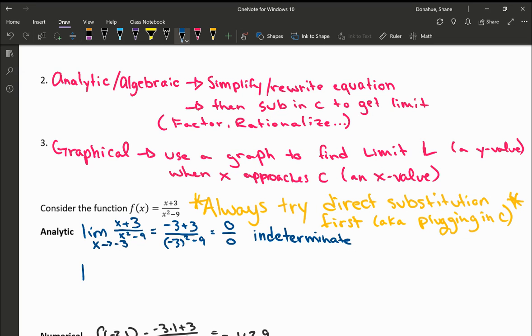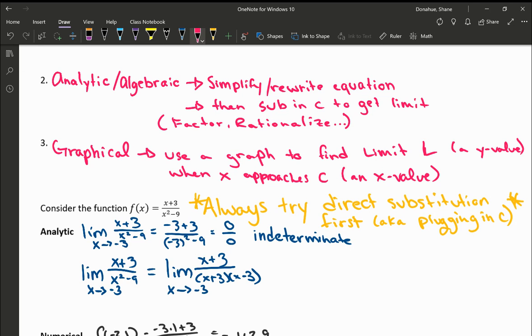So we can simplify this one by factoring, because we know that x squared minus 9 is the difference of squares. So we can have x plus 3 divided by x plus 3 times x minus 3. You'll notice we have a common factor of x plus 3, so we tell that guy to get out of town. Then we're looking at the limit as x approaches -3 of 1 over x minus 3. Direct substitution into our simplified equation, -3 minus 3 gives us -1/6.